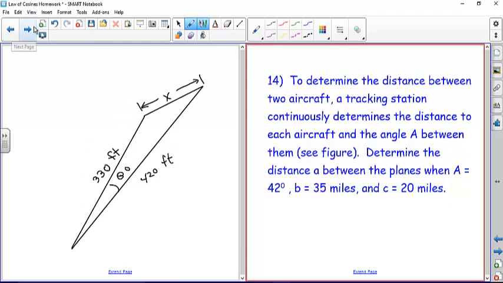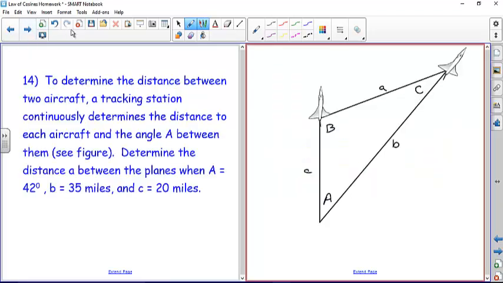Okay, and then finally, we've got 2 aircraft that are flying. To determine the distance between 2 aircraft, a tracking station continuously determines the distance to each aircraft and the angle between them. See the figure. Determine the distance A between the planes when the angle A is 42 degrees. B is 35 miles, C is 20 miles, so we've got B equals 35. We've got C equals 20. We've got angle A is equal to 42 degrees.